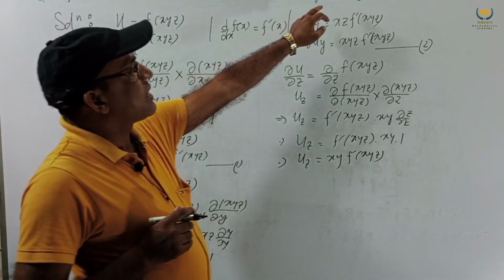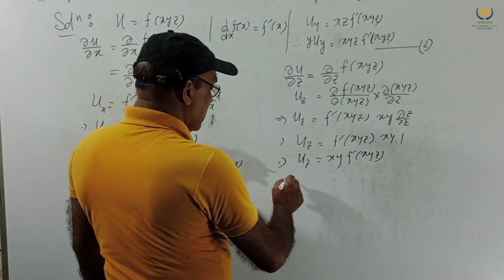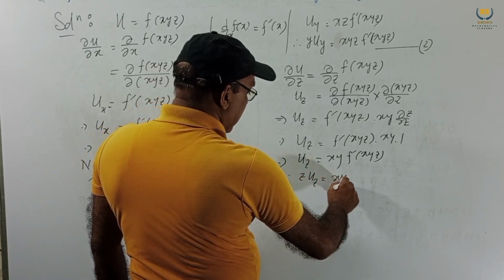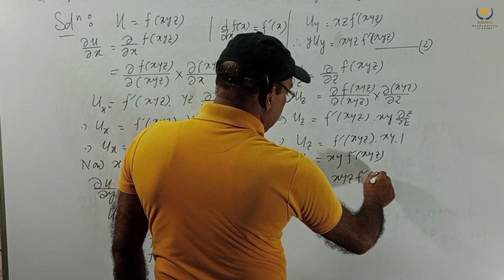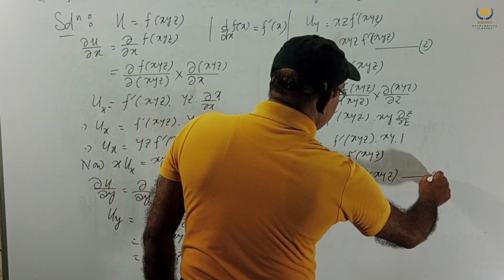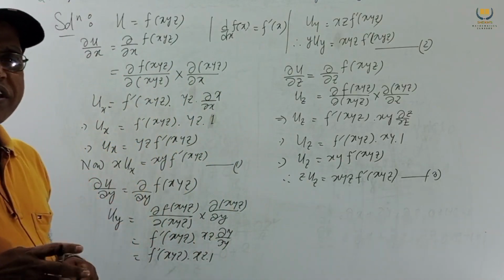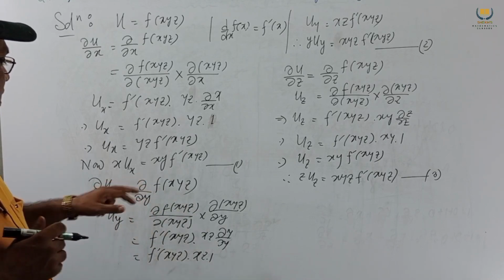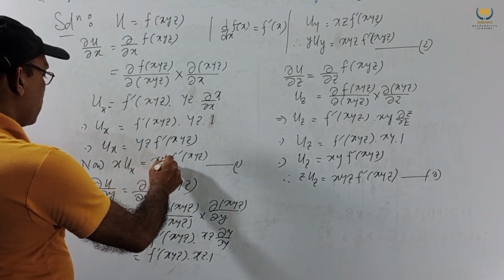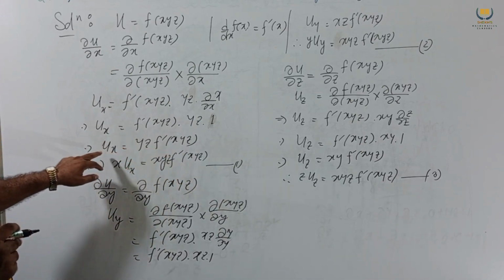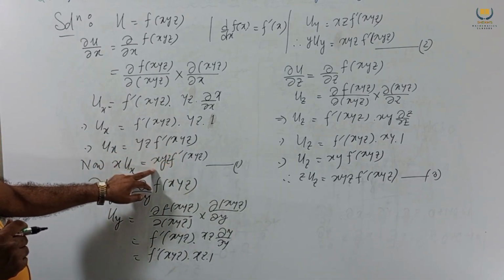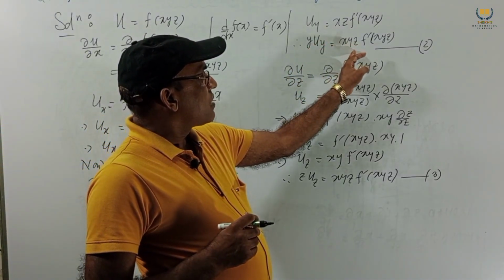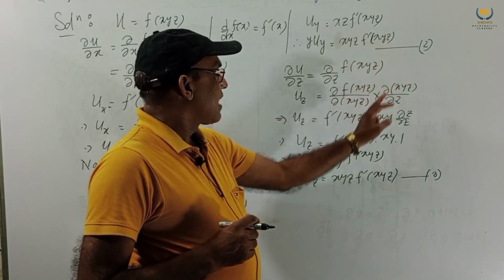But in our problem z uz is given, so we multiply both sides by z. z uz equal to xyz f dash xyz. This is number 3 we get. Now what we get? In 1, the right hand side is xyz f dash xyz, in 2 it is xyz f dash xyz, and in 3 it is xyz f dash xyz.